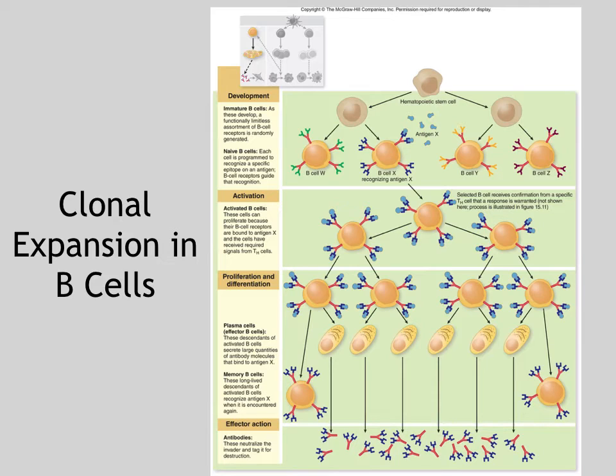Others become memory cells, and those memory cells are going to float around in circulation and determine if that particular antigen shows up again. Plasma cells are going to run around in circulation, and they are just simply antibody producers. They're going to dump tons and tons of antibodies into the system so that those antibodies can carry out their effector functions. They can then go and neutralize, or opsonize, or activate ADCC, or cause some kind of agglutination or complex aggregates.